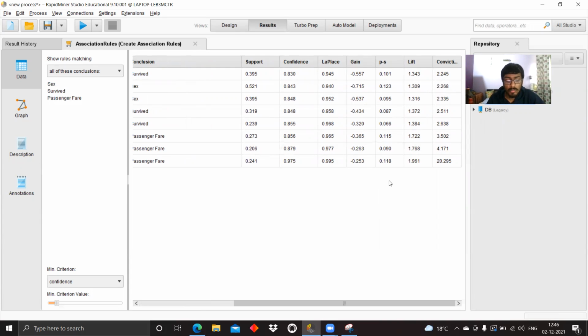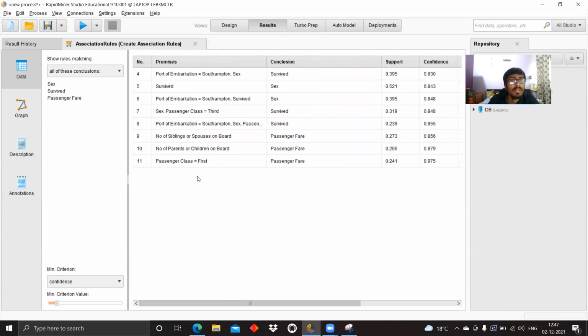Lift is a measure of the performance of a targeting model, or association rule, at predicting or classifying cases as having an enhanced response, measured against a random choice target. Conviction compares the probability that X appears without Y if they were independent with the actual frequency of the appearance of X without Y. This is how conviction works.